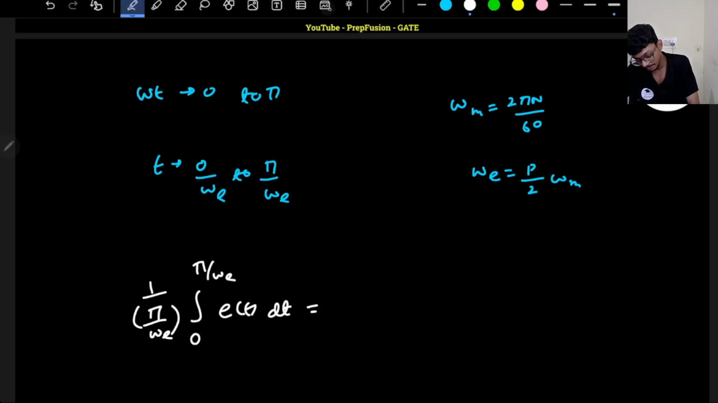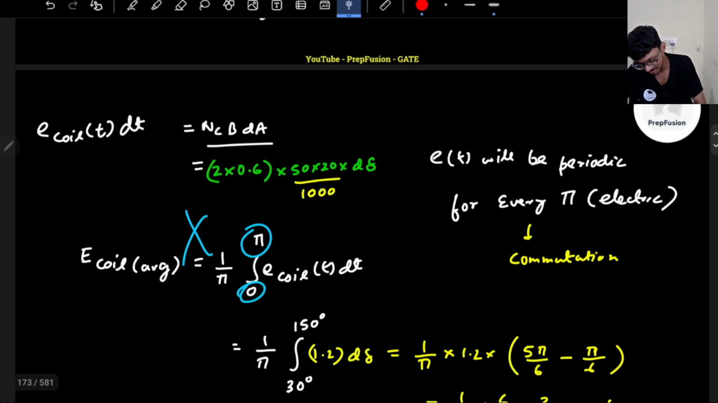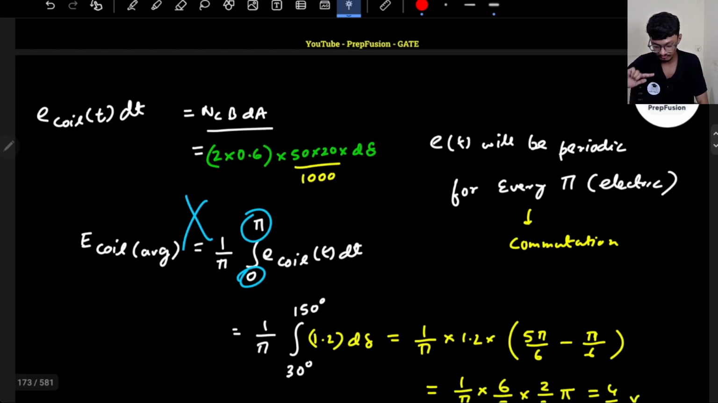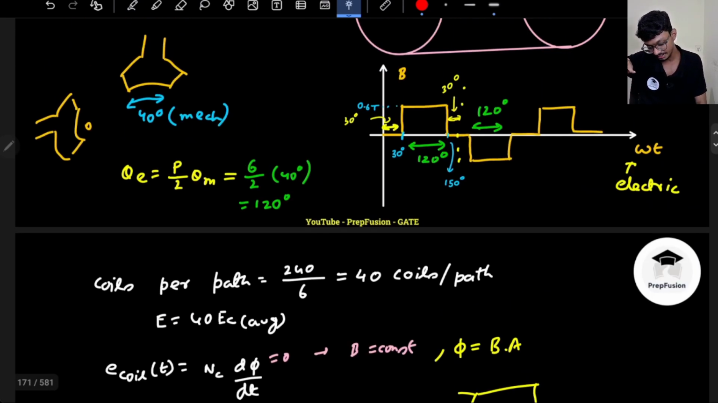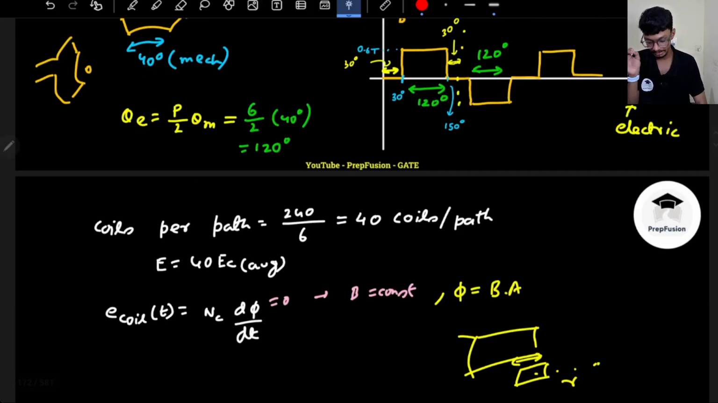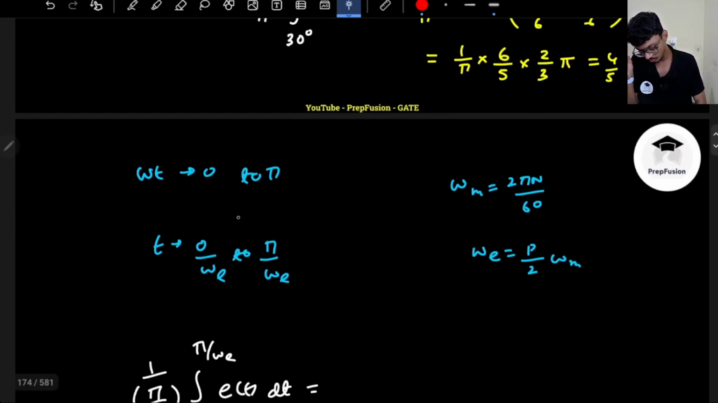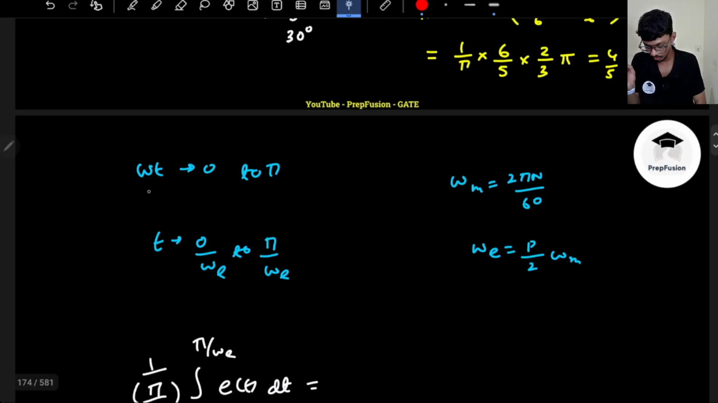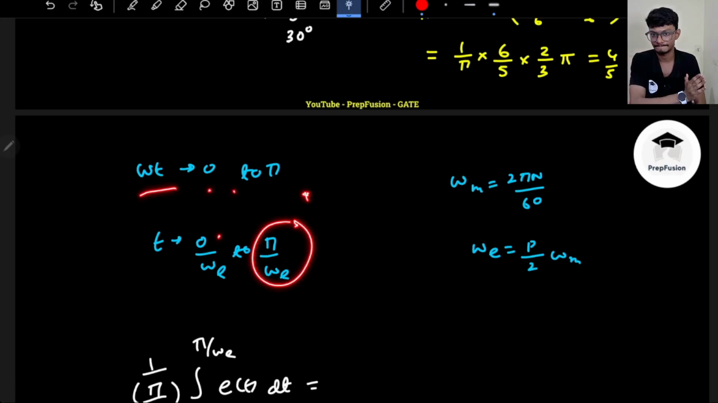equals to, now this is in time domain, right? Not radians, this is in time domain, but the right hand side is in angles. So for time period, this to this angle is from this to this. I mean for time 0 to pi by omega e, omega t is varying from 0 to omega. Sorry. So for time 0 to pi by omega e, omega t is varying from 0 to pi, right?